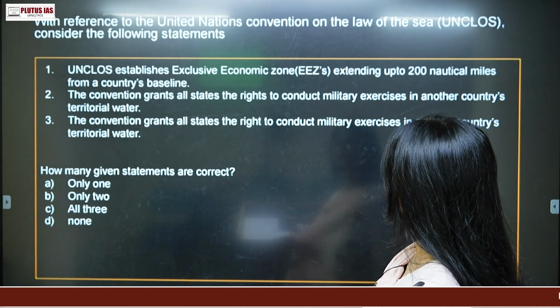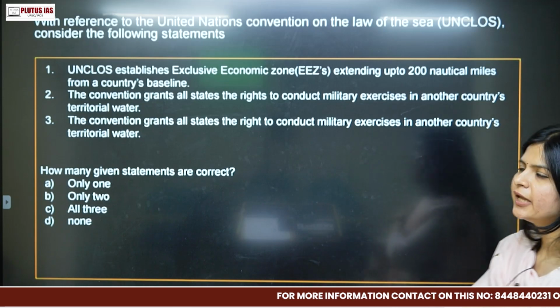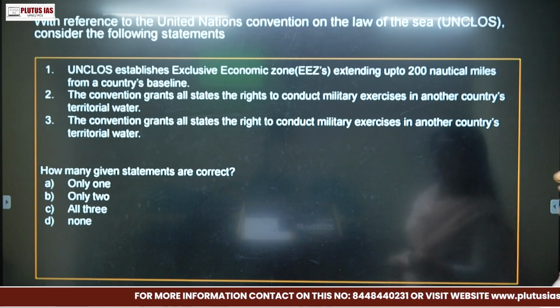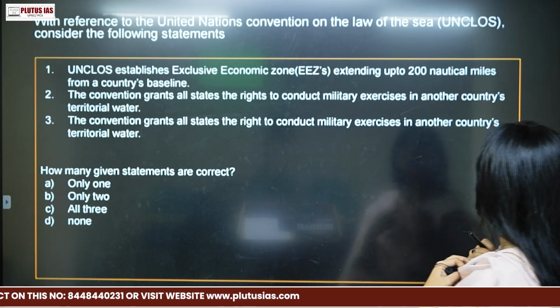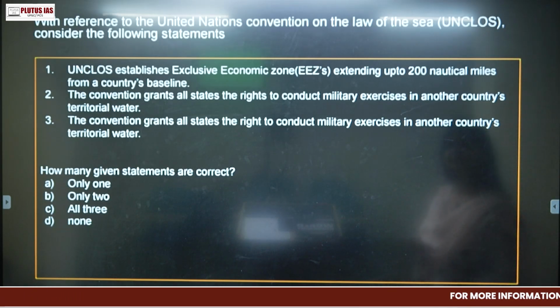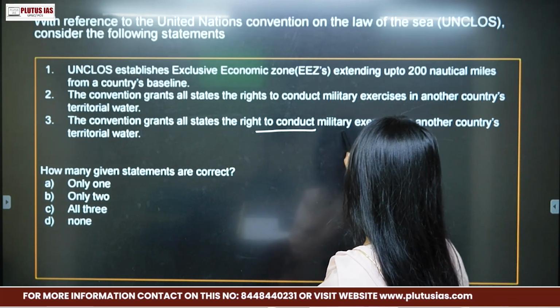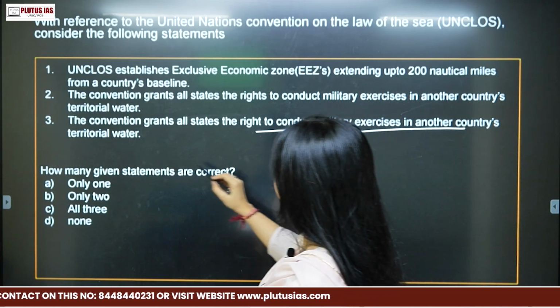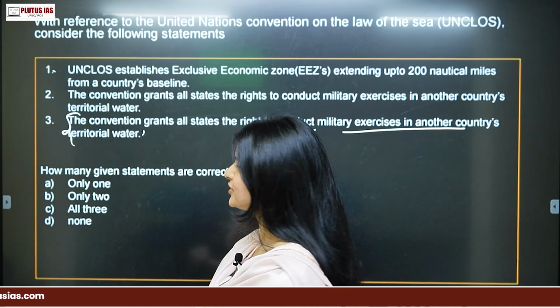With reference to the United Nations Convention on the Law of the Sea, UNCLOS, consider the following statements. UNCLOS establishes exclusive economic zones extending up to 200 nautical miles from a country's baseline. Second, the convention grants all states the right to conduct military exercises in another country's territorial waters. The third is repeated, so you can just focus on the first two statements, right?